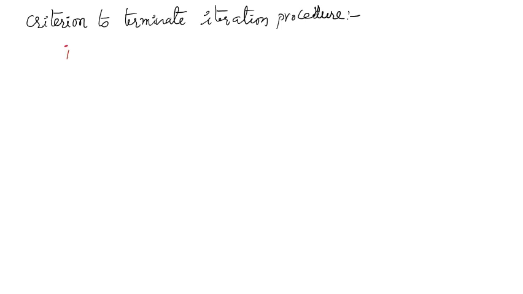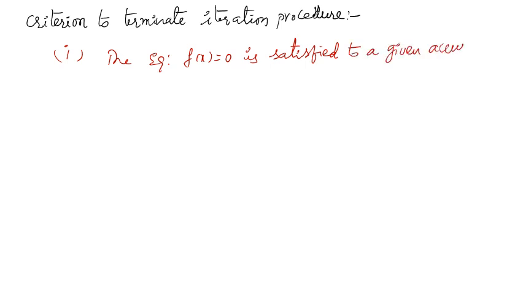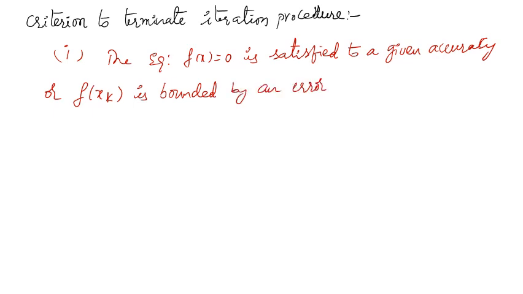The first one is the equation f of x equal to 0 is satisfied to a given accuracy, or f of xk, meaning at the approximate root, the function value at xk is bounded by an error tolerance epsilon.